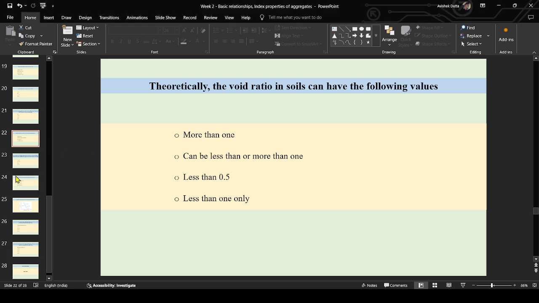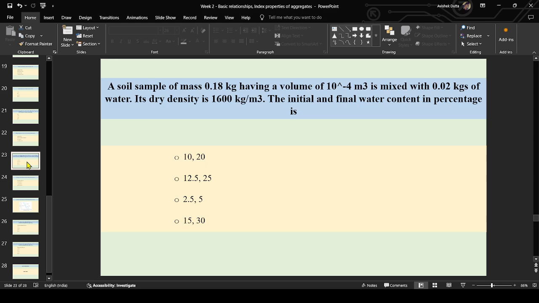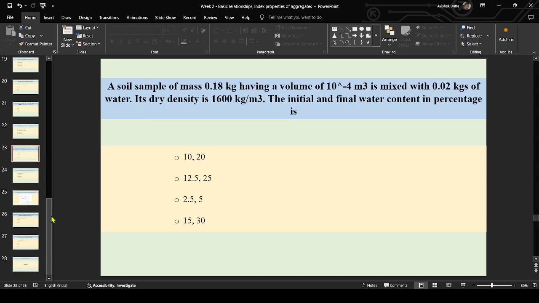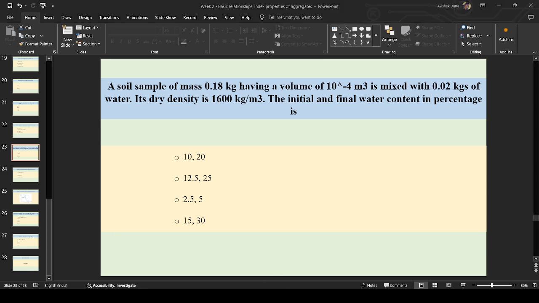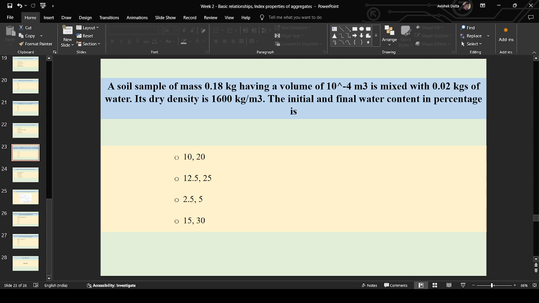Next question. A soil sample of mass 0.18 kg having a volume of 10 to the power minus 4 meter cube is mixed with 0.02 kg of water. Its dry density is 1600 kg per meter cube. The initial and final water content in percentage is.